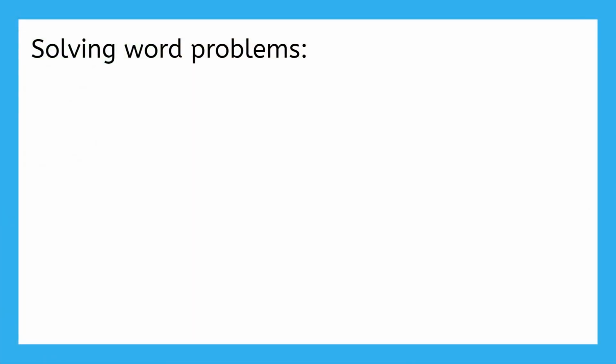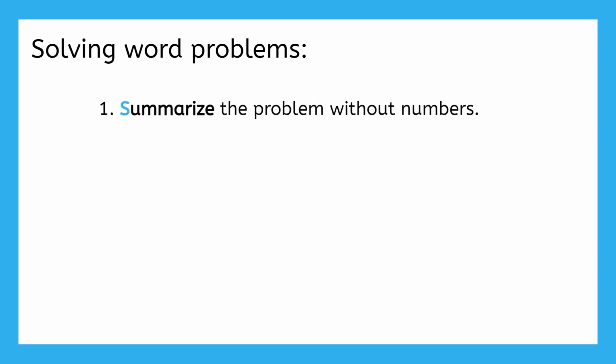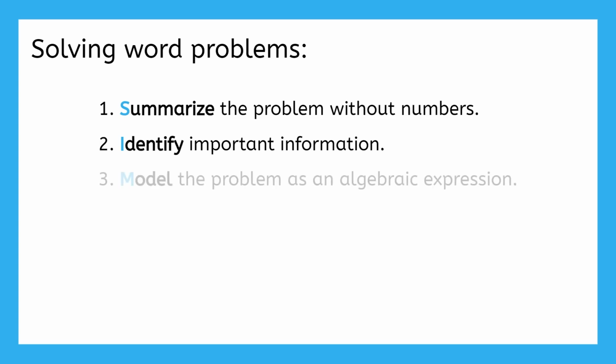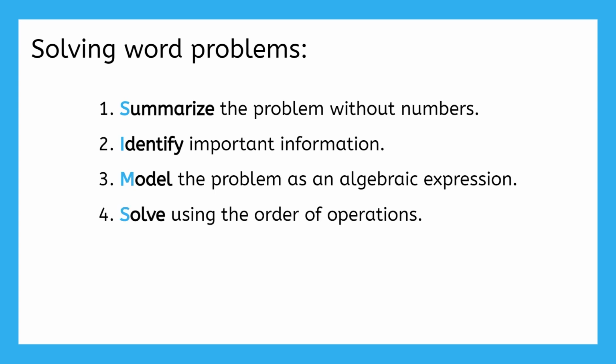When solving word problems like my shopping scenario, we'll follow these 4 steps. Start by summarizing the problem without numbers. This crucial step, often overlooked, sets the scene and guides us through the following steps. The second step is to identify the important information. Next, model the problem as an algebraic expression, and finally, solve it using the order of operations. We can use the acronym SIMS to help us remember these steps. Let's use SIMS to figure out how much I spent at the store earlier.